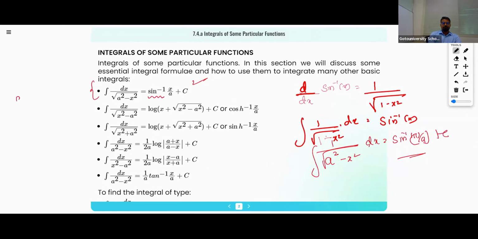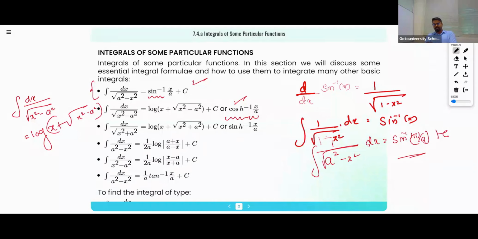But if it is of the reverse form, root of x square minus a square, then it will be taken as logarithm of x plus root of x square minus a square. That's one way to see it. Or cos hyperbolic inverse. If you are not able to understand cos hyperbolic inverse, just remember this part, or directly you can remember the formula. It depends upon the option. In case they give the hyperbolic format, we have to remember this as well.